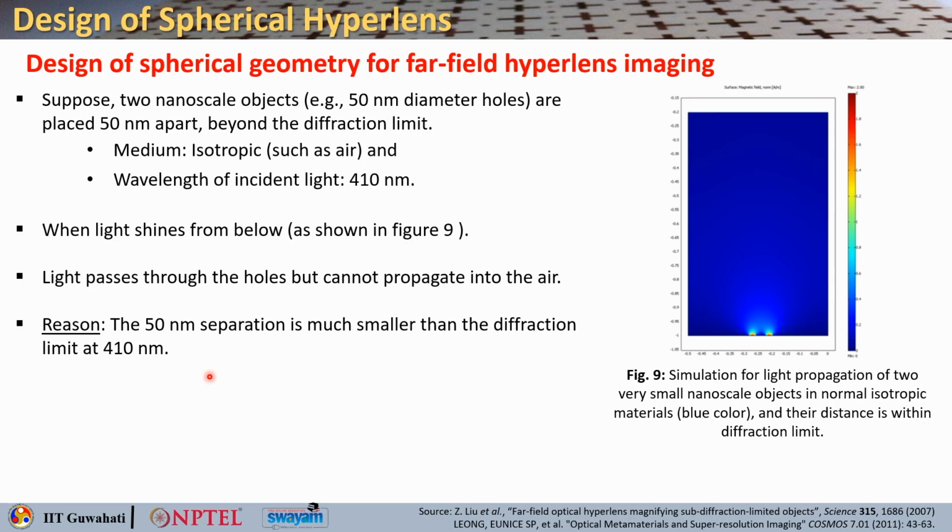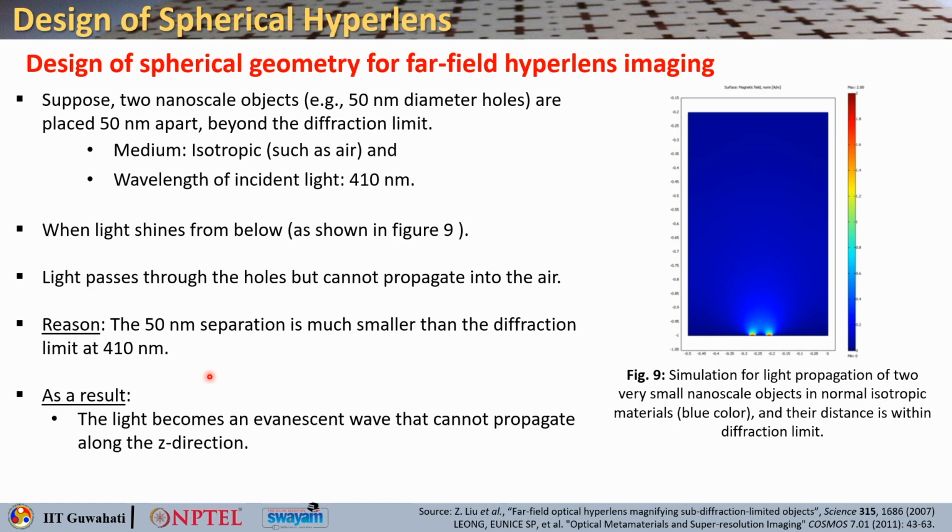This is only because the sub-wavelength information is carried by high wave vector components, and these components cannot propagate in air due to their limited dispersion relation, because your kx, ky and kz are interdependent in this kind of medium. So, they will not be able to support this kind of high wave vector components. So, what is the result here? You can see the light becomes an evanescent wave that cannot propagate along the z direction.